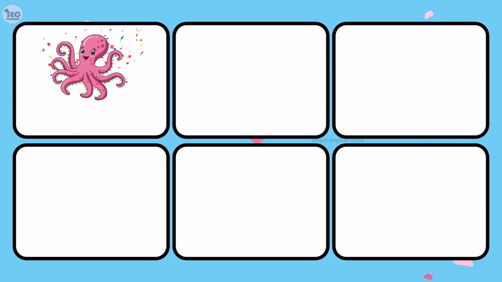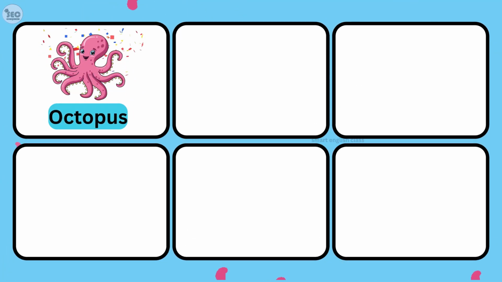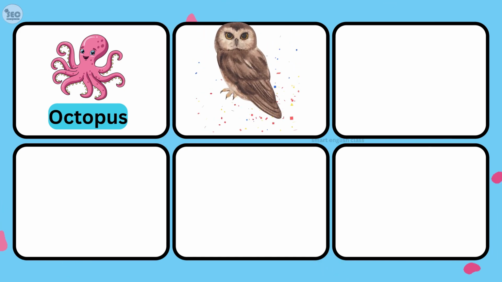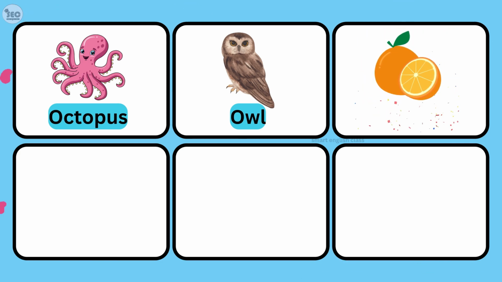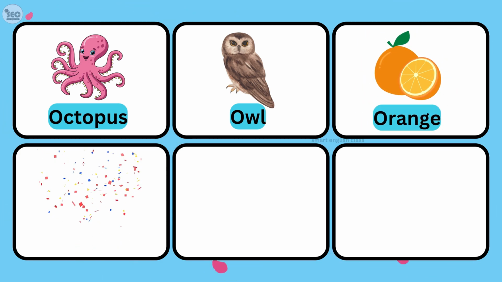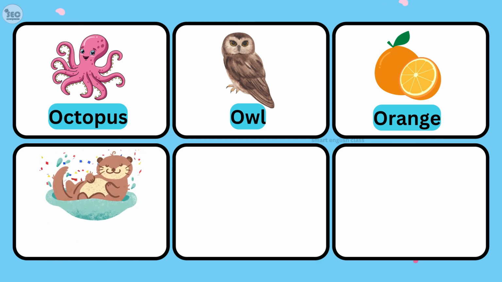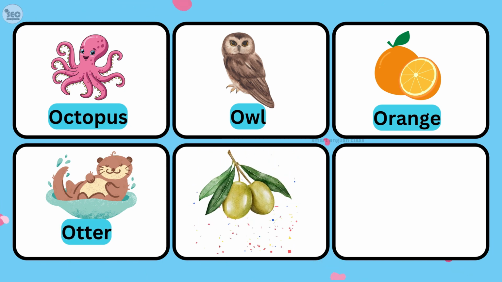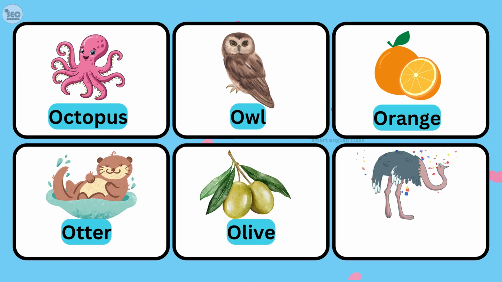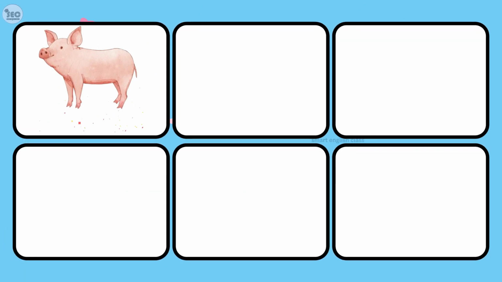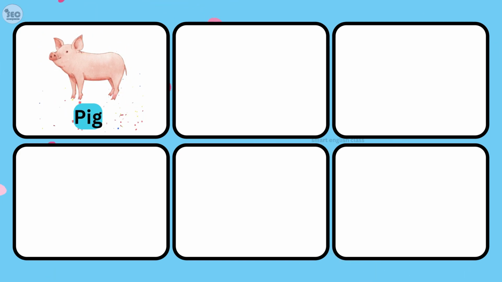O for octopus. Octopus. O for owl. Owl. O for orange. Orange. O for otter. Otter. O for olive. Olive. O for ostrich. Ostrich. P for pig. Pig.